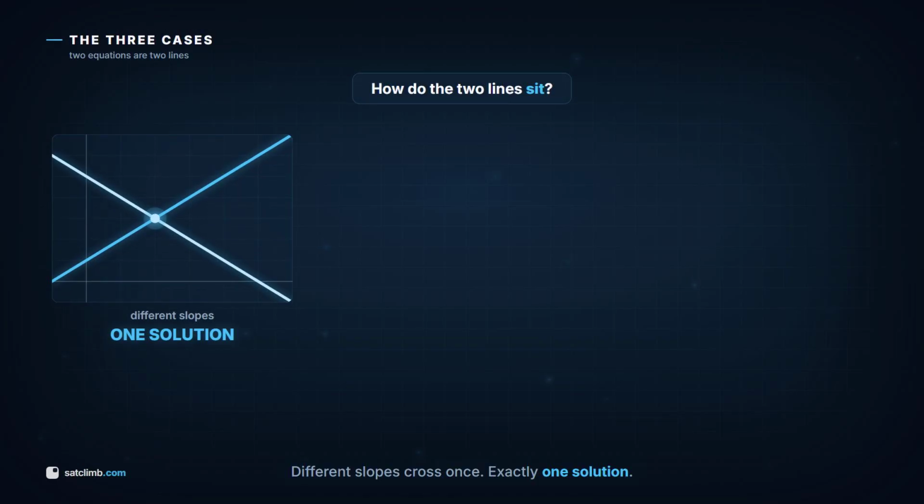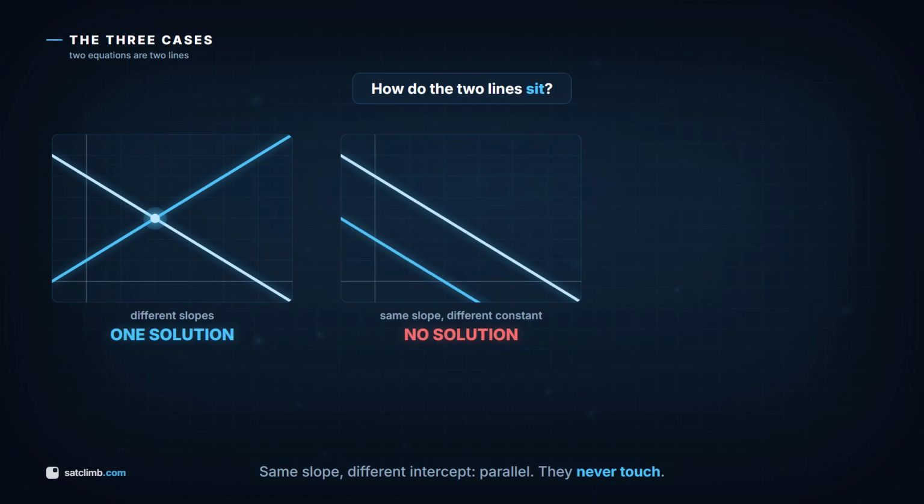Two linear equations are 2 lines. Everything depends on how the lines sit. Different slopes and the lines cross once. That is exactly one solution. Same slope but different intercepts and the lines run parallel. They never touch. No solution.